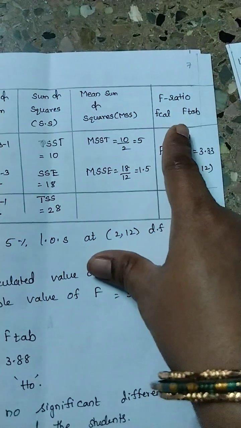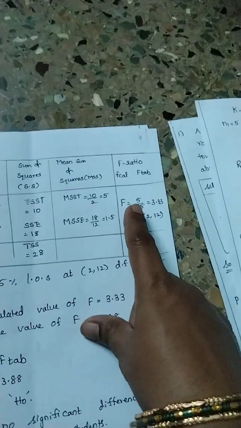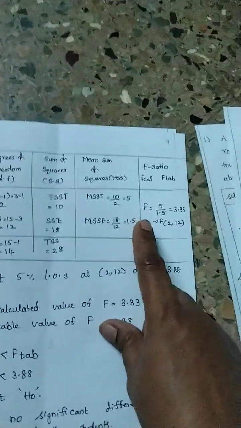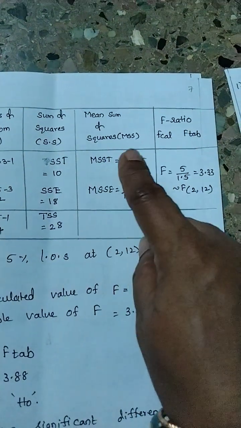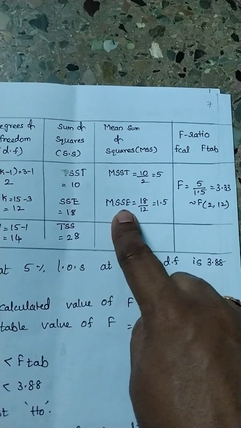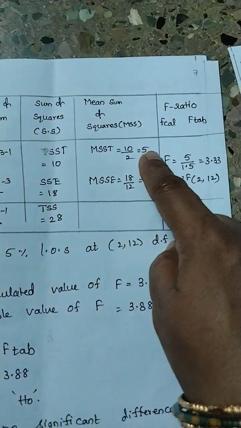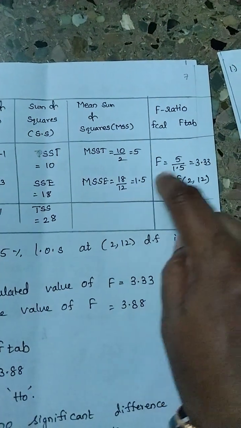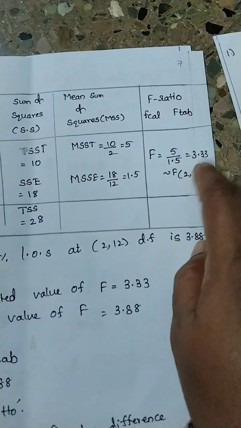Now we are going to find out the F ratio. F ratio is nothing but the F value, which in ANOVA one-way classification is F is equal to the mean sum of squares due to treatments by the mean sum of squares due to error, that is 5 by 1.5. Here you got 5 and here you got 1.5, which is equal to 3.33. This is the F calculated value.